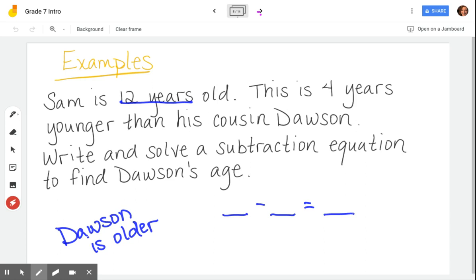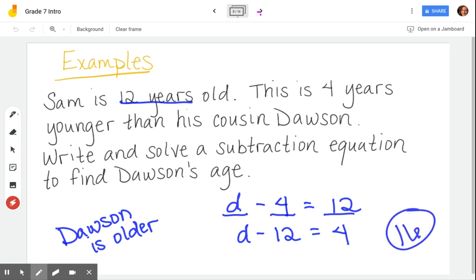So I am going to do D for Dawson, lowercase, remember. And I know that if I subtract 4, I get the younger age of 12. Or I could have said D minus Sam's age 12 gives me a difference of 4. I want to be really careful that I'm not just adding. I know that Dawson is older, so I could just do 12 plus 4, but I was asked to do a subtraction equation. That's why I'm not. When you solve this, you will find out by adding 4 that Dawson must be 16. Let's do another one.